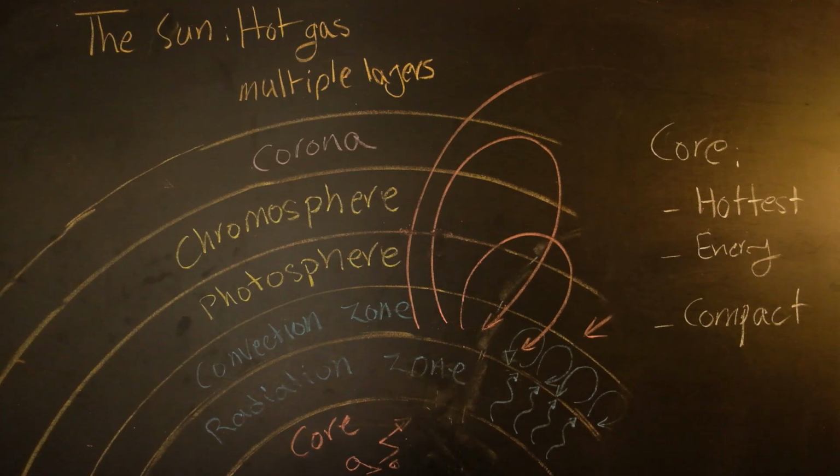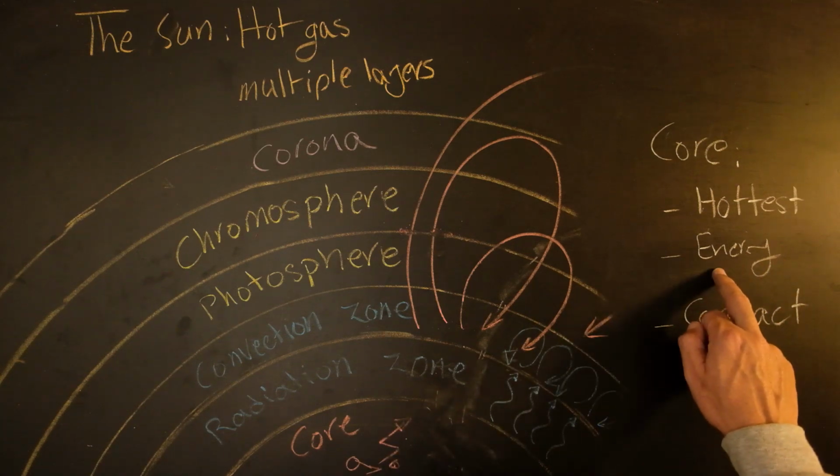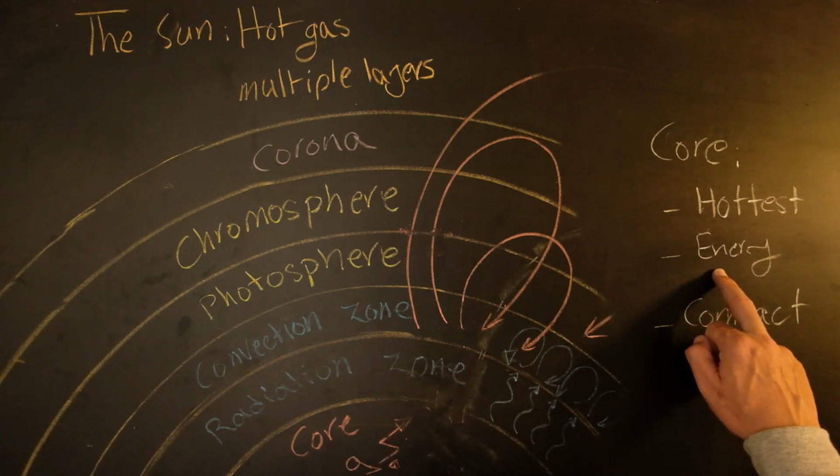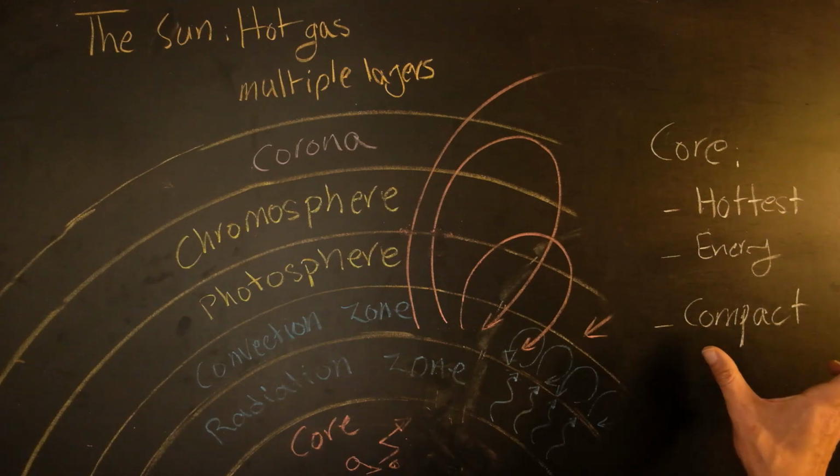So in summary, core is the hottest layer. It produces energy and it has the highest density, or it's extremely compact.